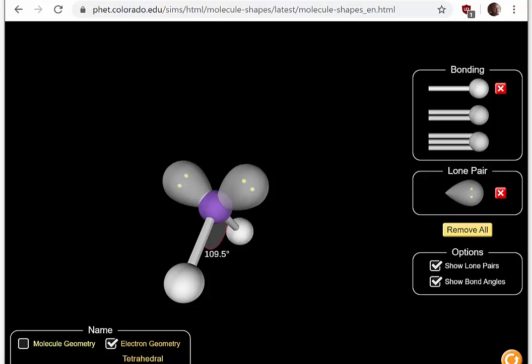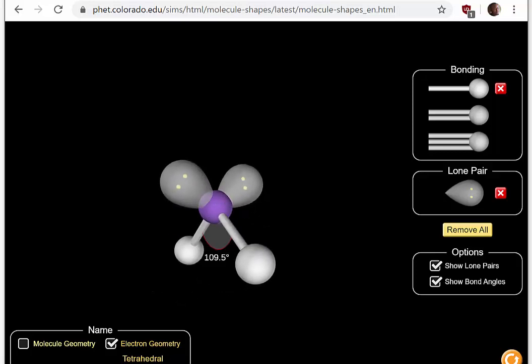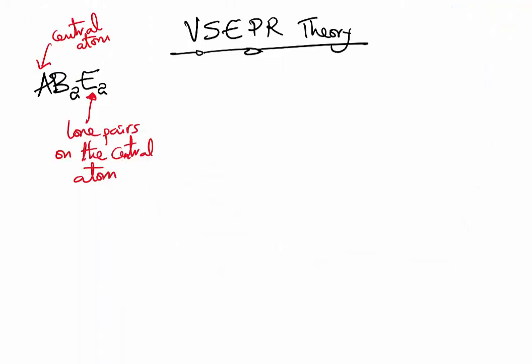The electron geometry, which is assuming that the lone pairs are like atoms, will be tetrahedral, because then this will be like a B4 type molecule. However, since they are not really atoms, the molecular geometry is actually bent, as you can see at the bottom of your screen. So let us draw the structure. Our central atom A has two lone pairs on it and two outer atoms. What is an example of a molecule like this? An example is water.